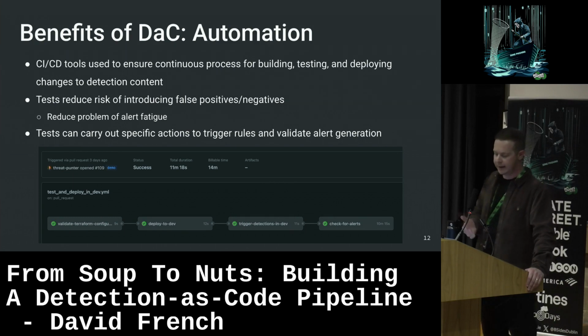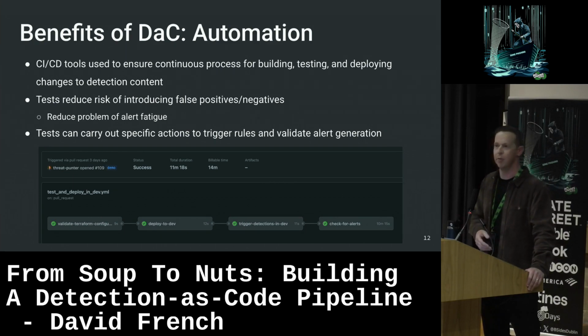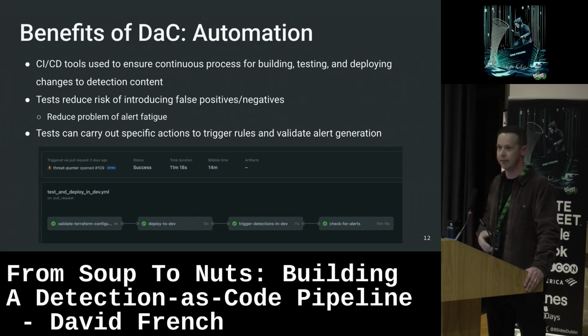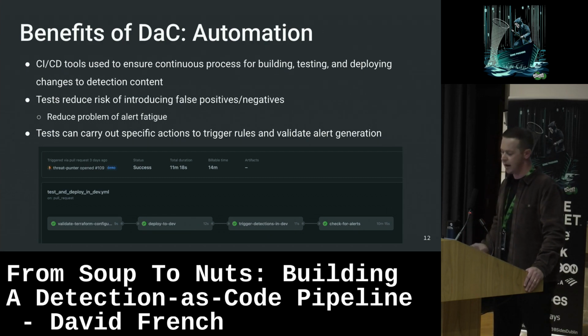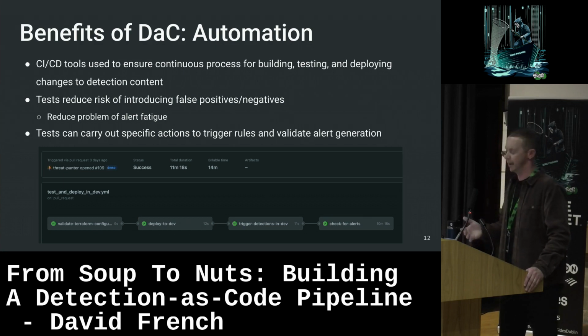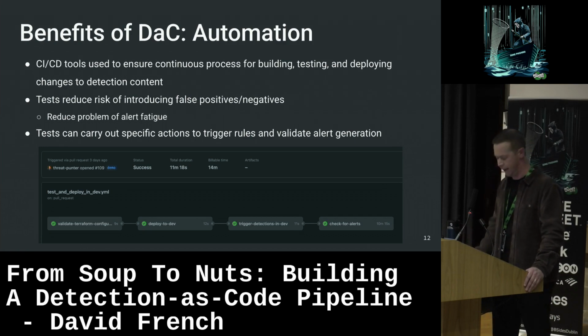And then the final benefit here may be obvious, right? We're borrowing these DevOps-style software development practices, CI/CD tools. We can build this pipeline to kind of automate the building, testing, deployment of our rules. The obvious benefit here is the time it saves us, and then you can have a set of tests that trigger your rules and validate that alerts were generated, right? This tests that your logging, monitoring, detection pipeline is working, and we'll talk more about that soon.